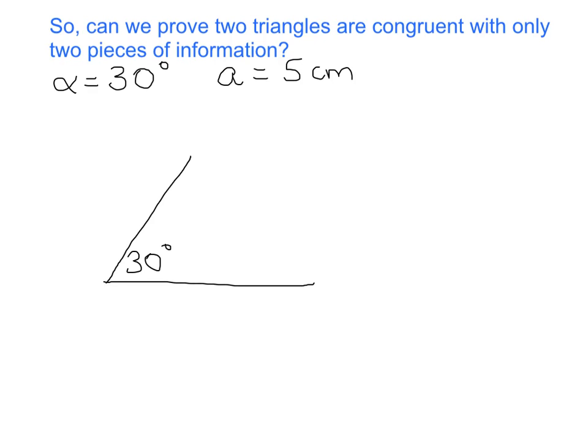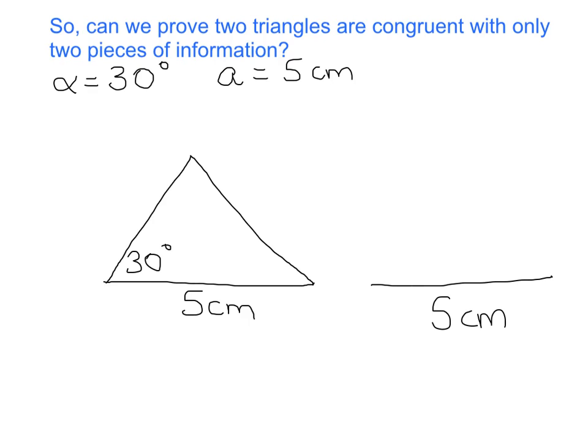And I'm going to set the side length next to it to be 5 centimeters long. Now there is no restriction on the length of the other side, on the other side of that angle. So that means that, yes, I could draw a triangle that looks like this and connect the other side up, and there's my triangle. Or I could start with that 5 centimeter length. I could set my angle to 30 degrees, but let's now make that other side length much longer.